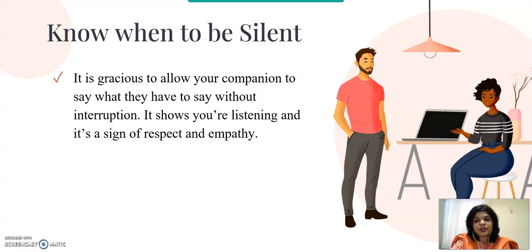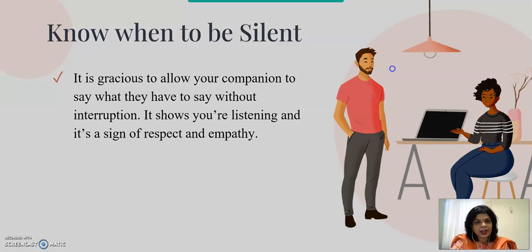Moving on, know when to be silent. This is a very important and imperative thing that you need to understand and apply. Know when to be silent. All of us know when to speak, but seldom do people know when to be silent. It is gracious to allow your companion to say what they have to say without interruption. It shows you are listening and it's a sign of respect and empathy. So you should know that I have to stop over here, and I have to let the other person speak. I do not have to go on speaking in a continuous way.